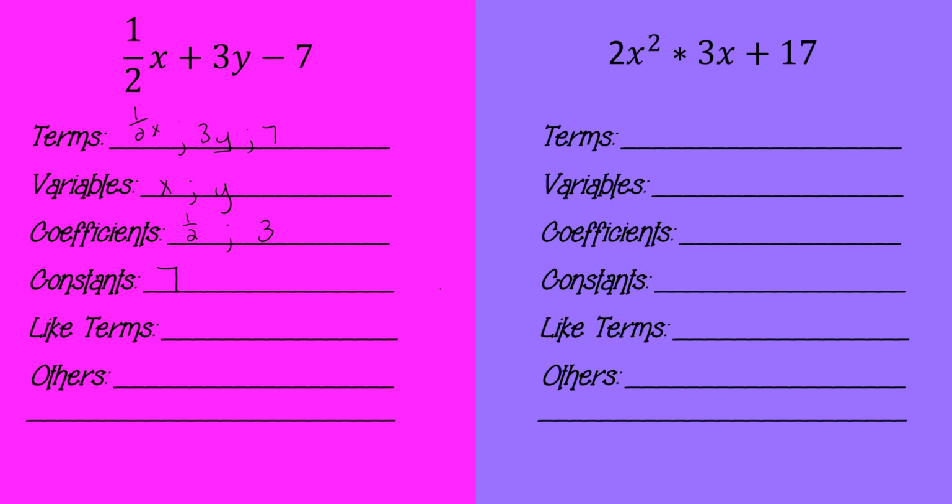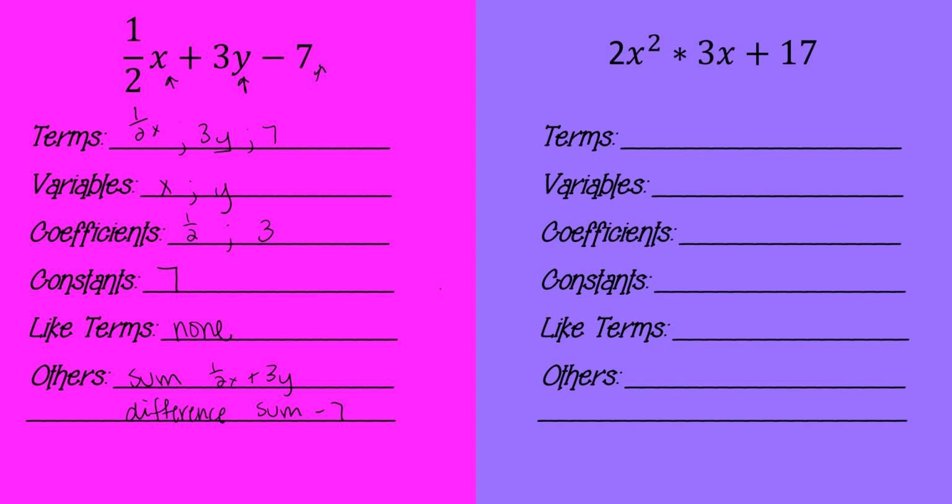It's 7. And again, I have no like terms because I have no variable, y, and x. So I have no 2 terms that have a common variable or no variable. So none. The others in this case, I do have a sum. My sum is going to be that 1/2 x plus 3y. And then I will have a difference, and that difference is going to be my sum minus 7.